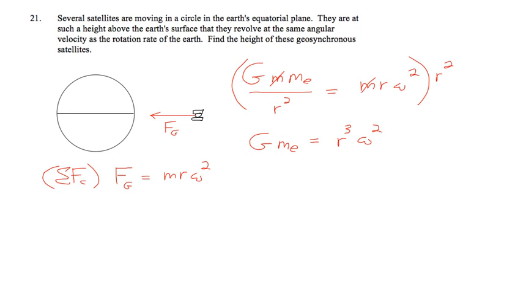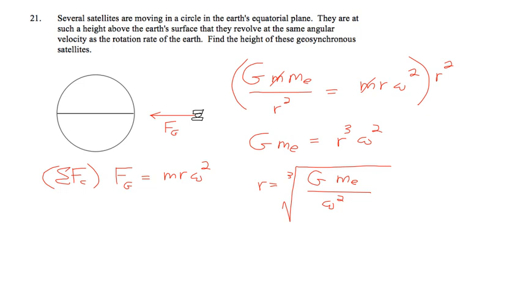omega squared. Now to solve for r, all I need to do is divide both sides by omega squared. That'll get the omega squared down here. And then take the cube root. So we're taking the cube root to get r. And if you actually look at your units, we should get the answer in meters. We could check that at the end. So when everything's rearranged, I'm going to get r is going to equal the cube root of G mE over omega squared.